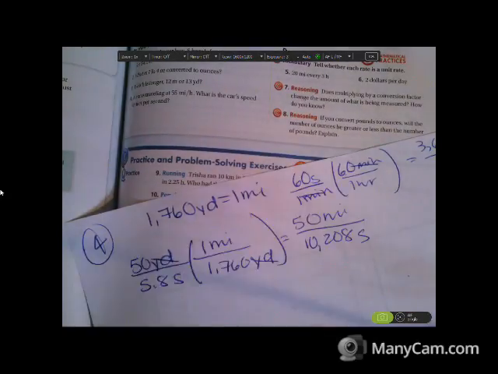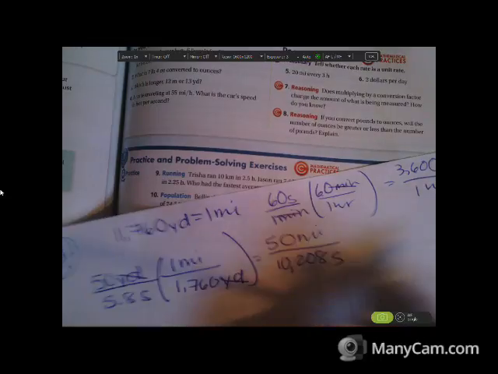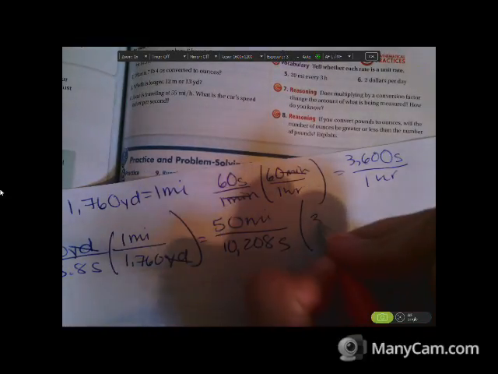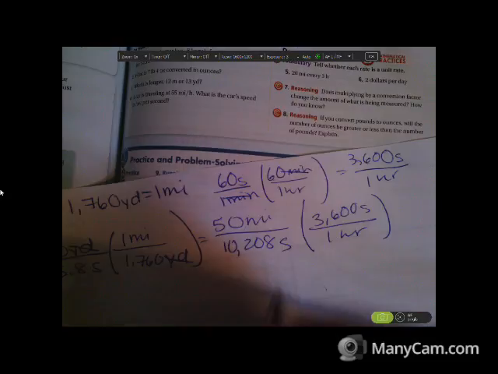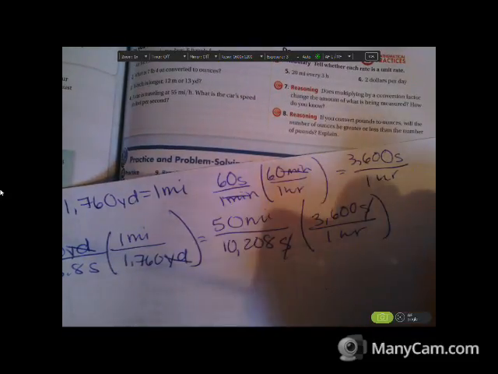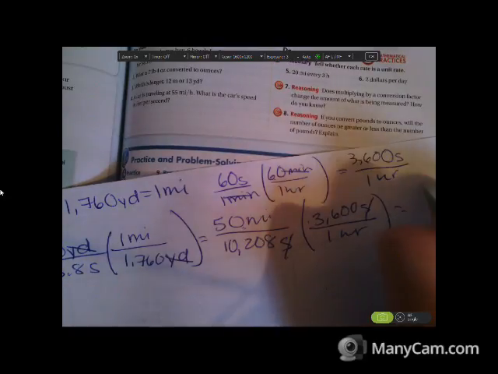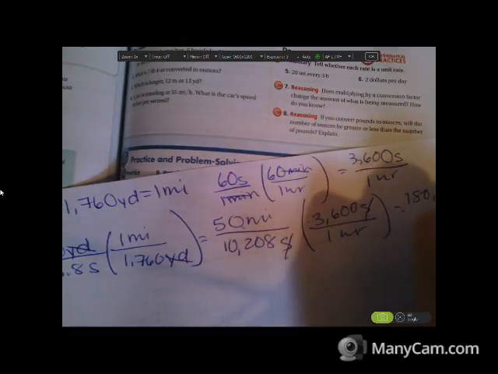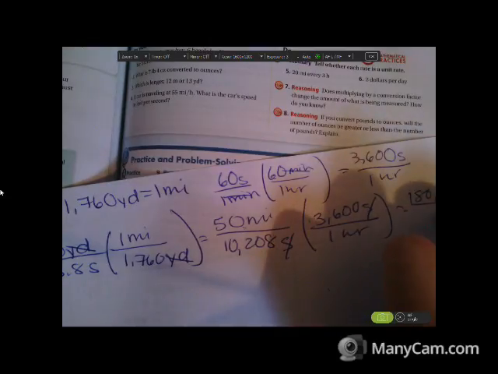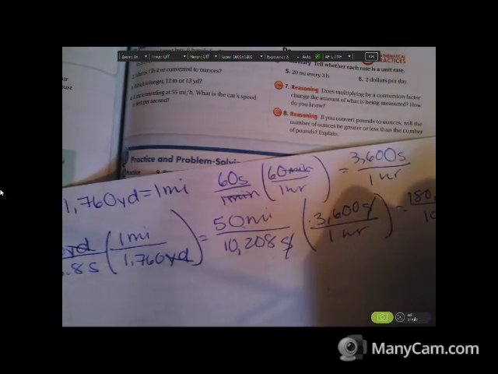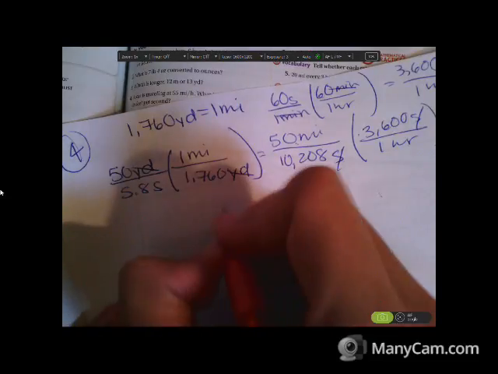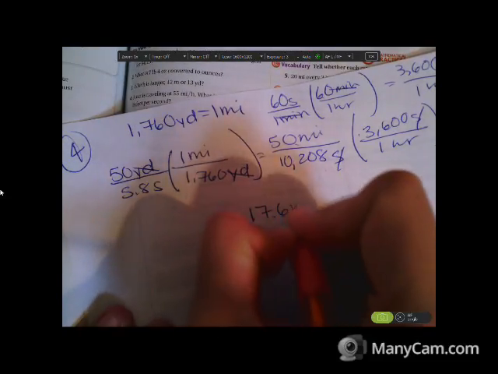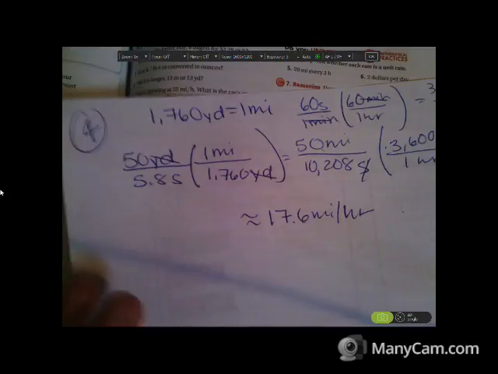Alright, so now I have my miles. I want to convert my seconds to hours now. So I have 3,600 seconds over 1 hour. And my seconds cancel out. So now I'm left with 50 times 3,600, which is 180,000, over 10,208 hours. And when I divide these two, I am left with 17.6 miles per hour.